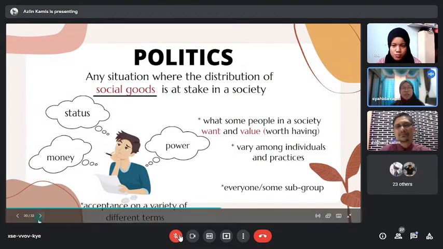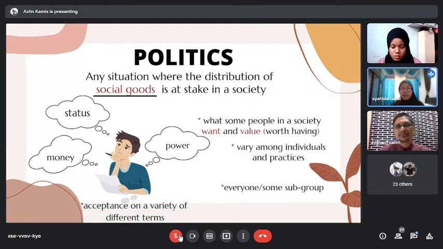Also, usually in a society, there will be a majority and minority group with their own social good. For example, in a society, everyone will accept this one thing, and another subgroup or the minority will stand with their own social good.